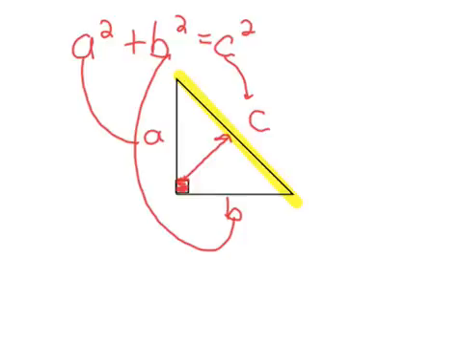You can interchange the a and the b. You can put them in opposite places if you want to. As long as they're legs, you're fine. But that c has to be on the hypotenuse. That is always the longest side.